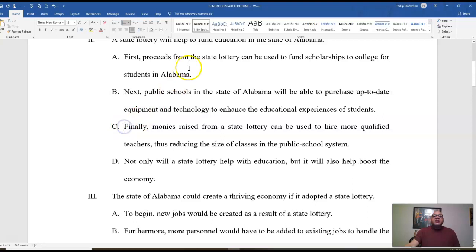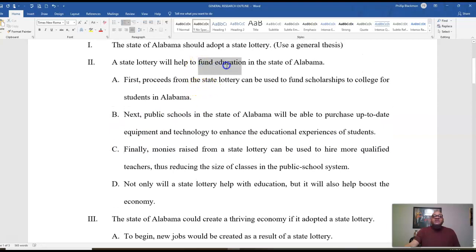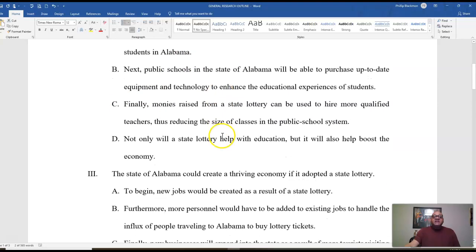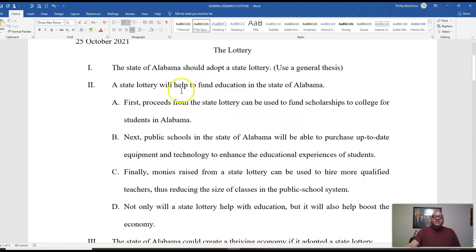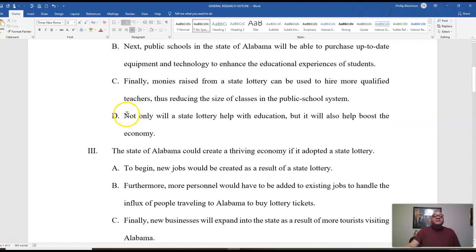Finally, in support of education or to fund education in the state of Alabama, monies raised from a state lottery can be used to hire more qualified teachers, thus reducing the size of classes in the public school system. Those are 3 supporting statements that I'm using to support my topic sentence. A, B, C. Okay? Look at D.